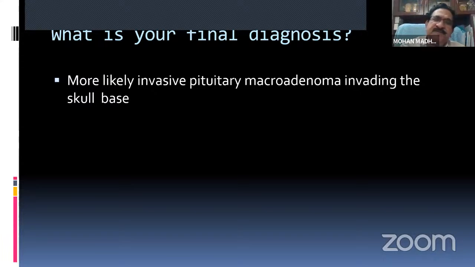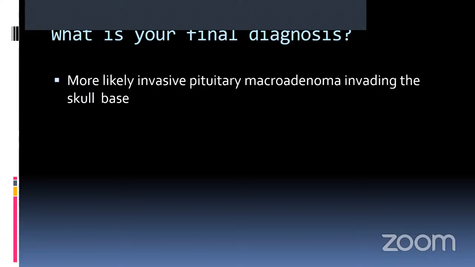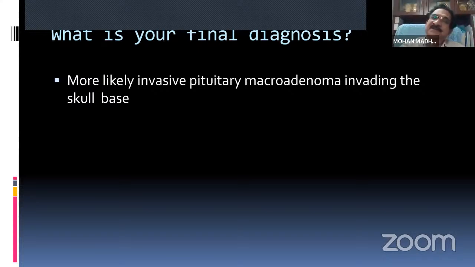There's no sure way of differentiating. Logical thinking is that the cranial nerves are more affected at the site of the maximum bulk of the mass. That's the only thing. Otherwise, you can't differentiate.